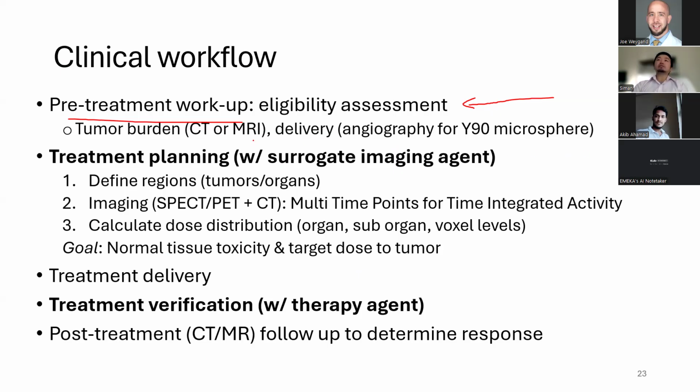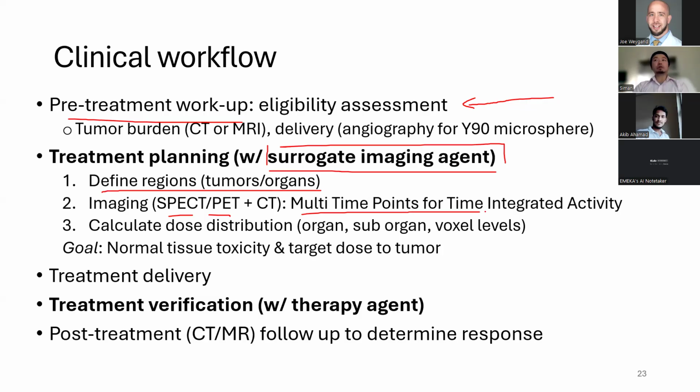Next is pre-treatment planning. It's done with a surrogate imaging agent. In Y90, the therapy is done with microspheres, but the surrogate is MAA. And we need that for defining the tumors. As we discussed, remember, the different models of Y90: single compartment, multi-compartment. You need all that information from the surrogate imaging agent. You can do it with either SPECT or PET, depending on your agent.